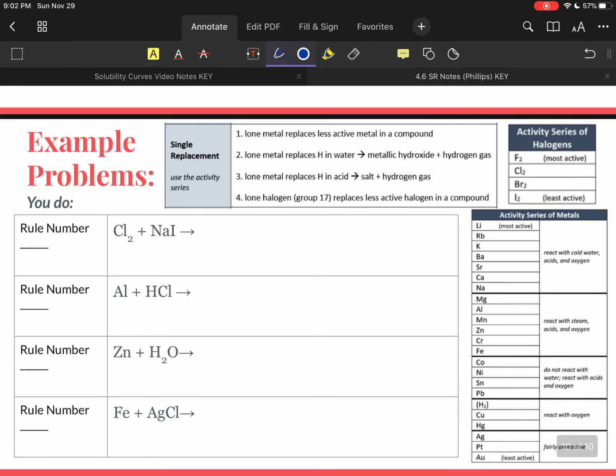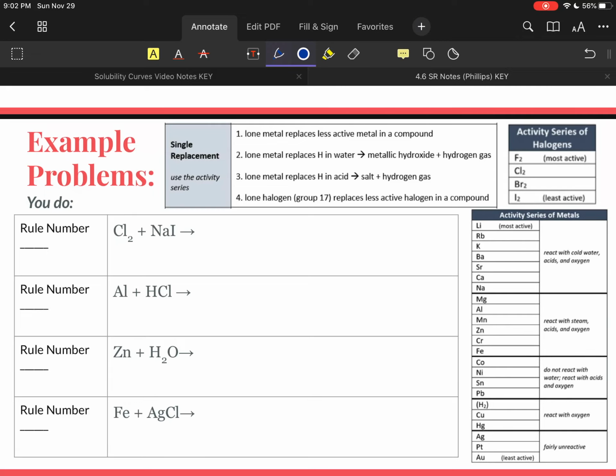Okay, so I'd like for you to pause the video here. Try these yourself. And then you can start the video back and check your answers. And I've given you a spot to check your rule number just so you can kind of focus on what you're going to be doing. So pause. I'm going to work them out very quickly so you can check your answers and then you'll be done.